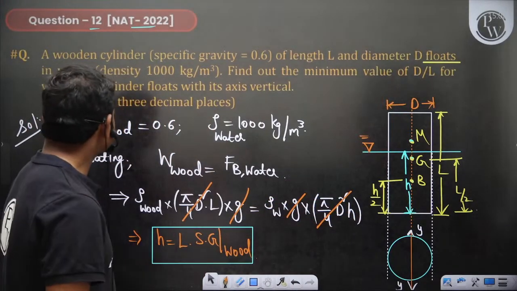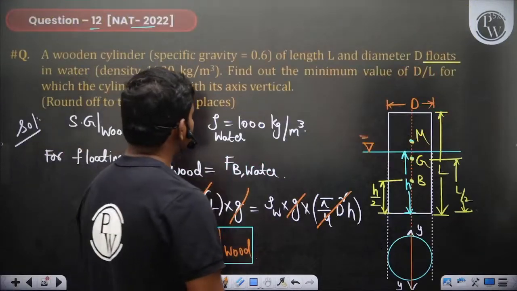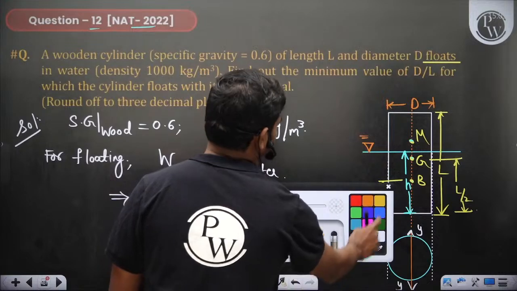Good question, right? So 3 decimal places. So what is the answer? 1.386. Okay, so 1.386. That's all.